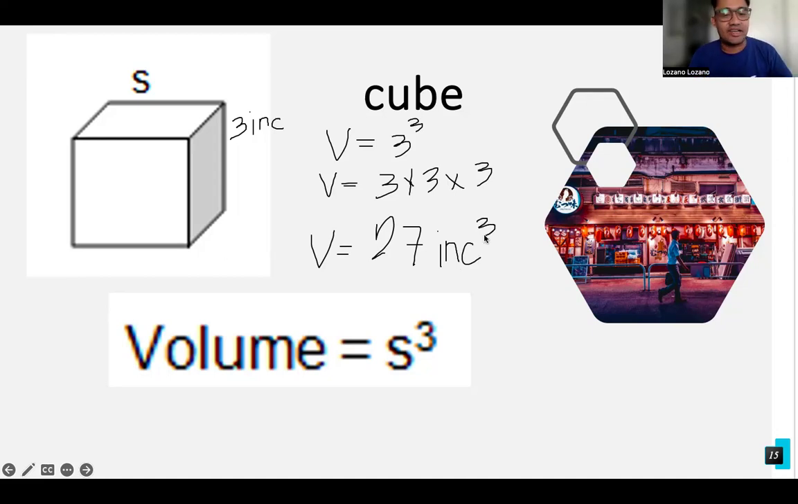So it is easy. It means the side to the third power, or side cube, means we multiply the number by itself three times. So we can easily get the volume of the cube by using this formula. Volume equals the side to the third power, or side cube. Okay, it is easy.